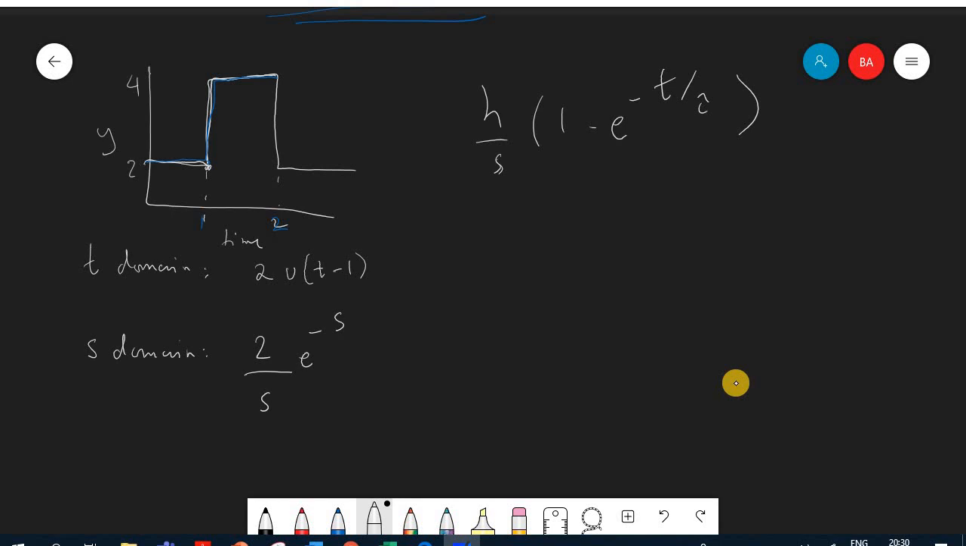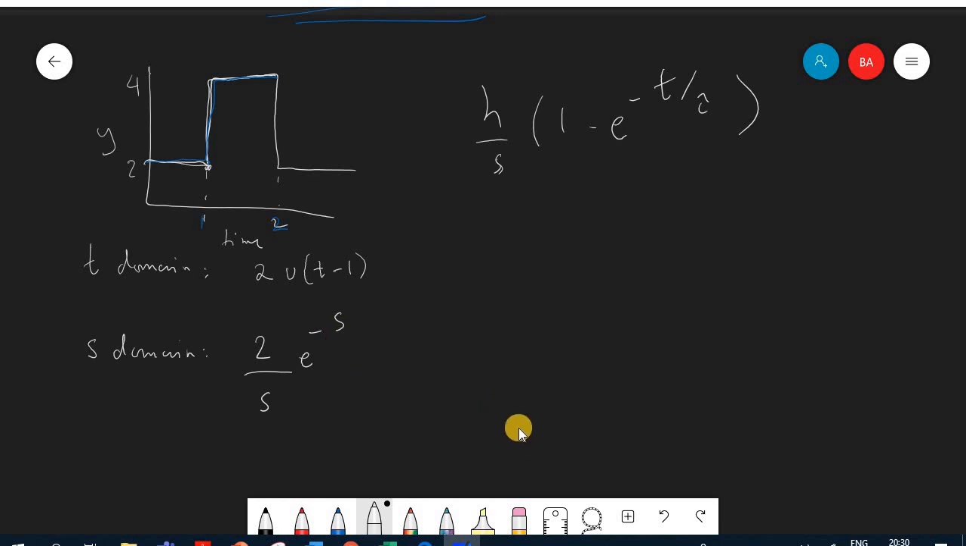Whatever S or U, this means nothing except that it means that this happens at what time? It happens at 1 second. This 2 change happens at 1 second. So that's what it means exactly. And when you take the Laplace of 2, which is a constant, it is 2 over S. And this is like a time delay that happens at 1 second, which is e to the power minus S.